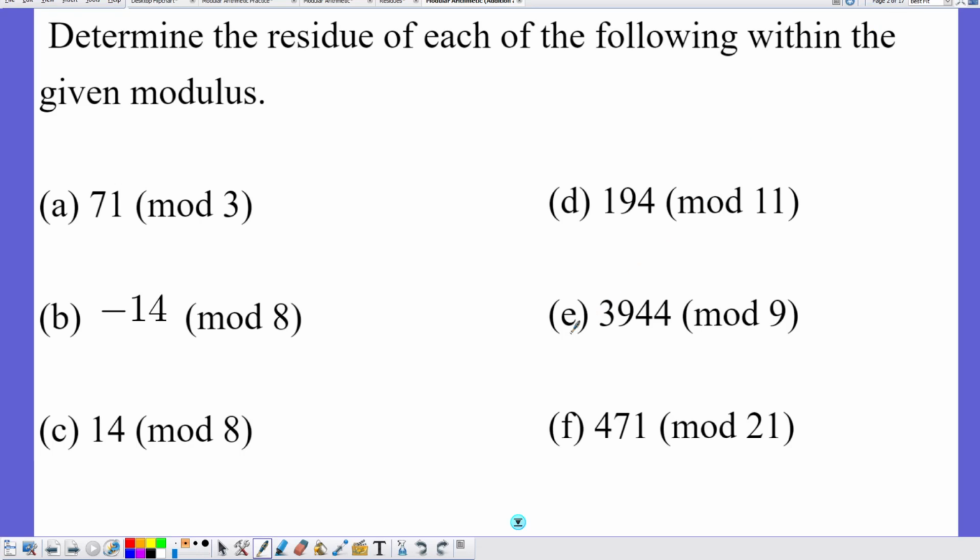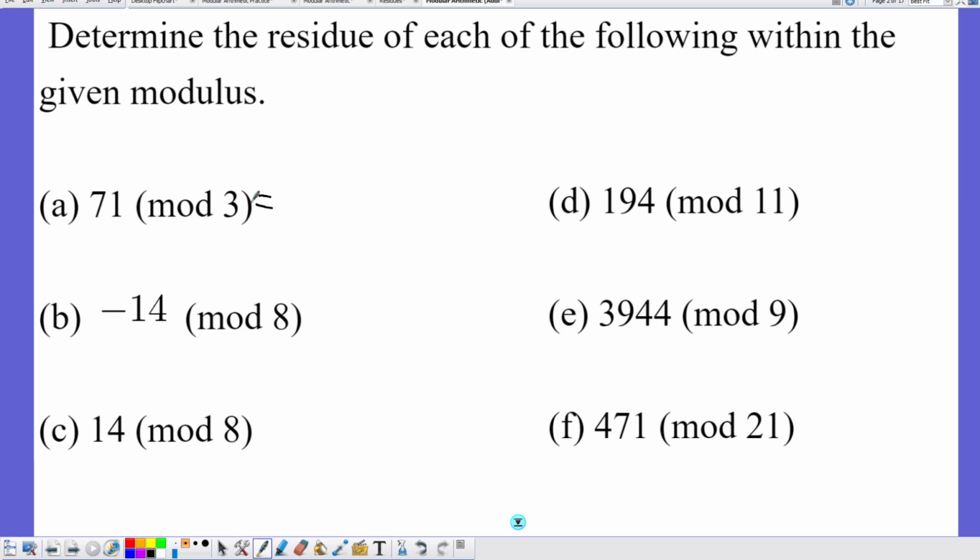Hello everyone. Now, some more basic typical problems you will see determining the residues of values. Determine the residue of each of the following within their given modulus. So, 71 mod 3. What this is really asking for, you'll see this written commonly like this, is what is 71 mod 3?